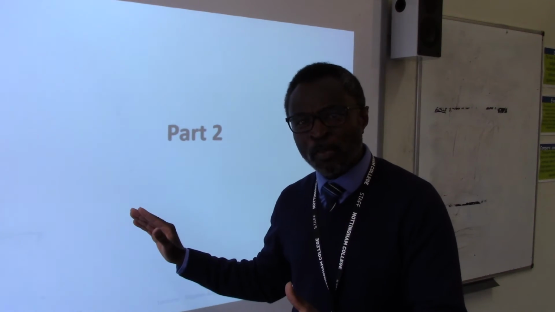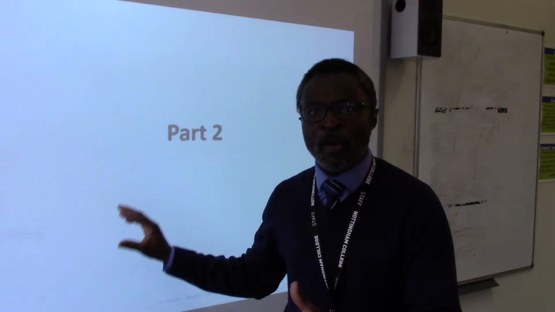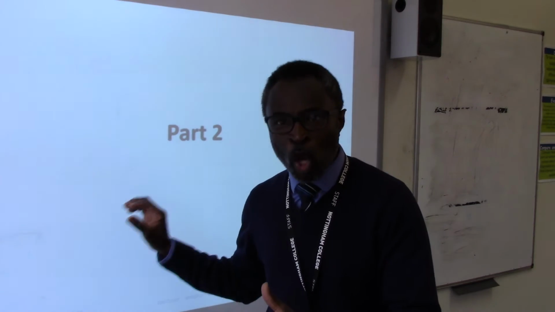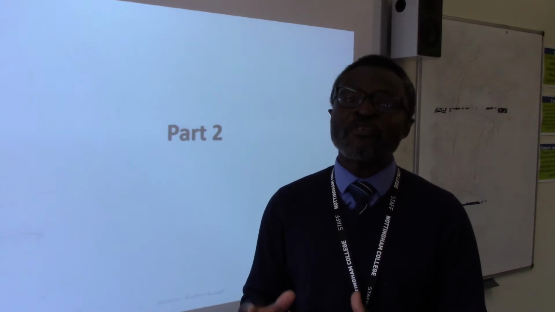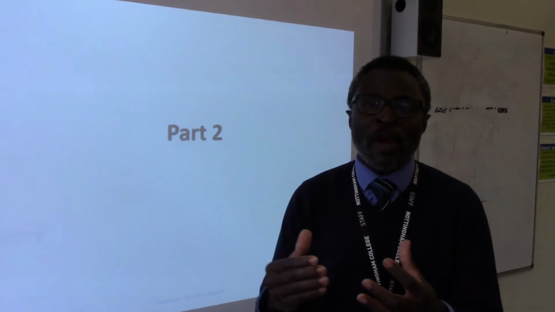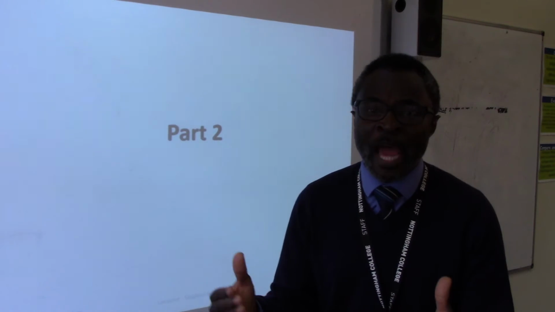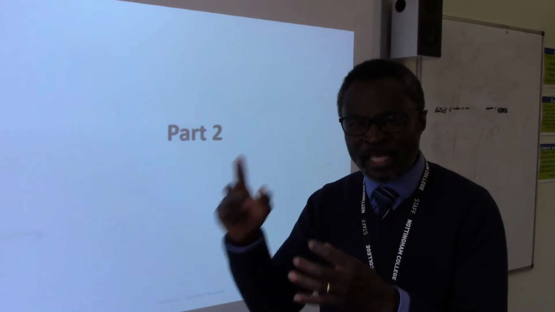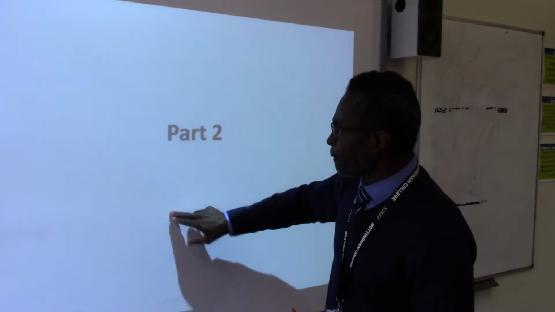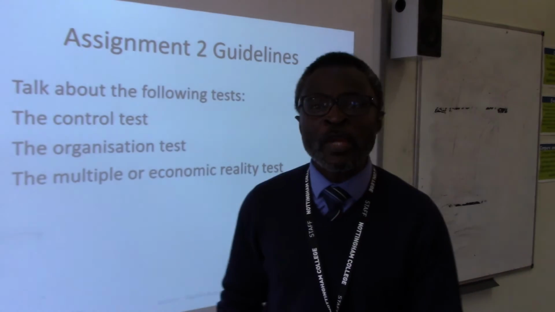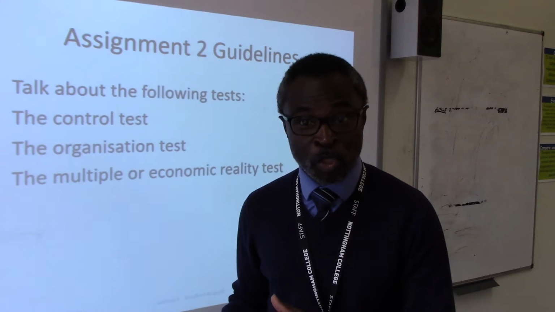We've now moved on to part 2, and the idea of part 2, or the content of part 2, is identifying the different tests used to find out whether someone's employed or not. So we're looking at the different tests that the courts use to identify the status of the worker. Right, so the first thing we need to talk about is the first test, which is the control test.